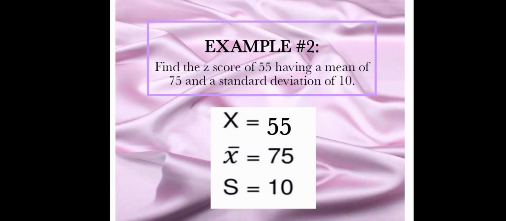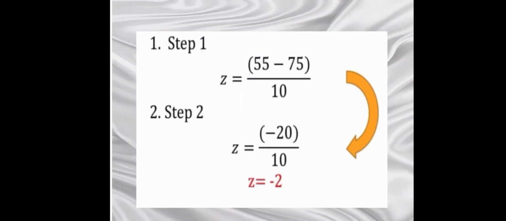Example number 2. Find the z-score of 55 having a mean of 75 and a standard deviation of 10. So the X here is 55, this is the z-score, and the 75 is the mean, and the standard deviation is 10. So 55 minus 75 is negative 20, and negative 20 divided by 10 is negative 2. So a score of 55 is 2 standard deviations below the mean.